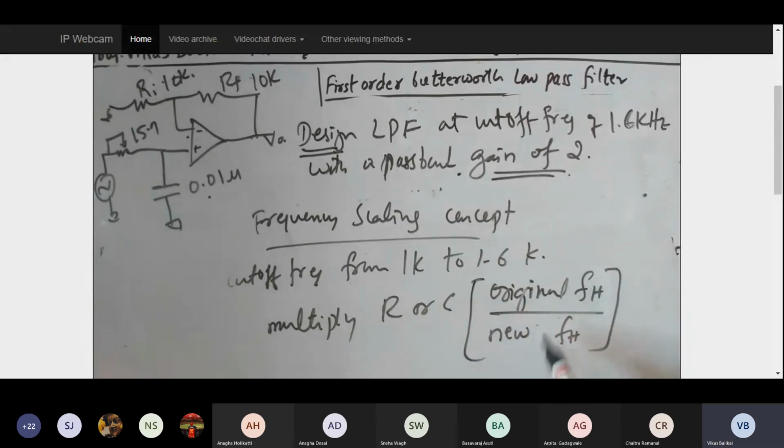So what is the meaning of this? The agenda is this: it is nothing but one more problem. In the old problem the cutoff frequency was 1 kilohertz, and now we change it to 1.6 kilohertz. Let me quickly calculate, what is the original cutoff frequency? 1 kilohertz. What is the new cutoff frequency? 1.6 kilohertz. If I do this simplification, I am going to get this somewhere around, let me calculate it using the calculator.